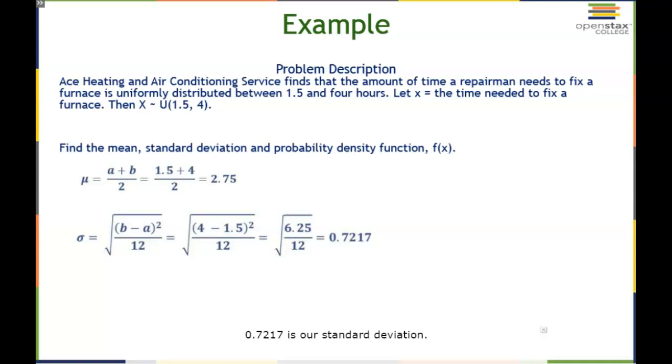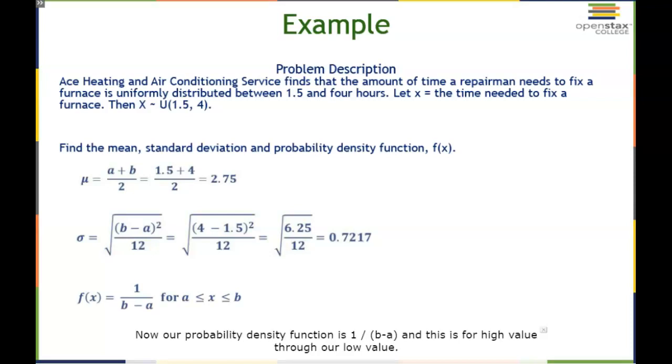0.7217 is our standard deviation. Now let's find our probability density function, f of x. Our probability density function is 1 over b minus a, for our low value less than or equal to x less than or equal to b, our high value.